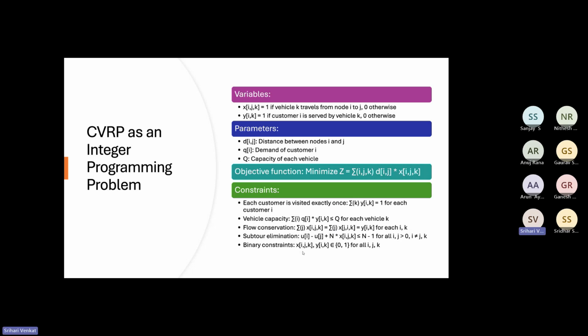So the binary constraints are what actually make everything an integer programming problem. We make sure that all the variables are between 0 and 1. So either, if a vehicle travels from I to J, I give 1 or 0. Or if a customer is served by the load, I give 1, or else, if not, 0. So this is how you can formulate a CVRP as an integer programming problem.